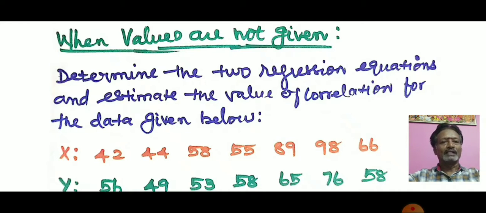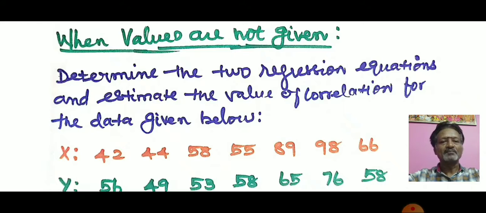So now I will explain how we have to estimate the regression equations when the values are not given, and with the help of the regression equation how we can calculate the correlation value. So now we enter into the sum. Determine the two regression equations and the values of correlation for the data given below.